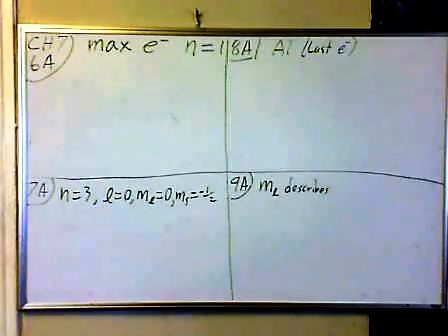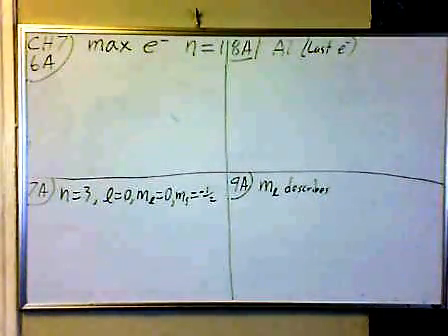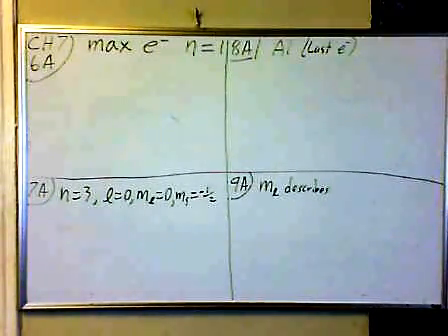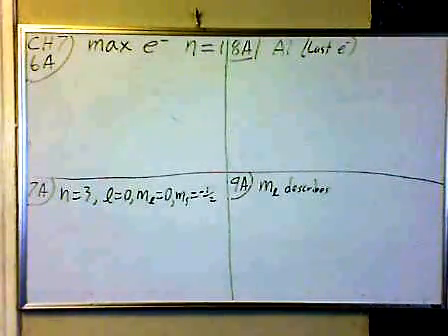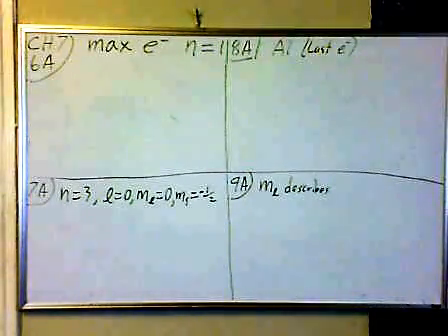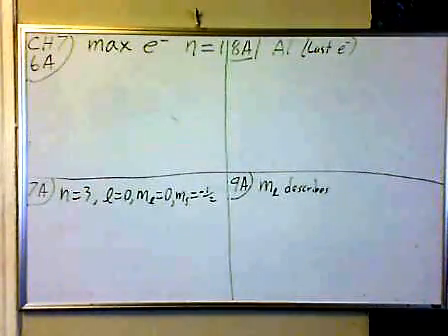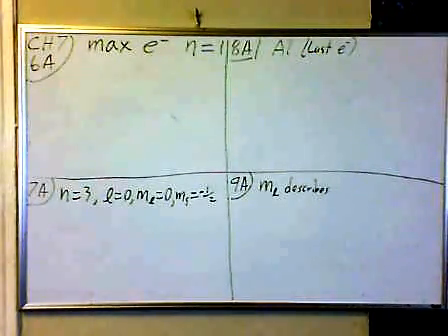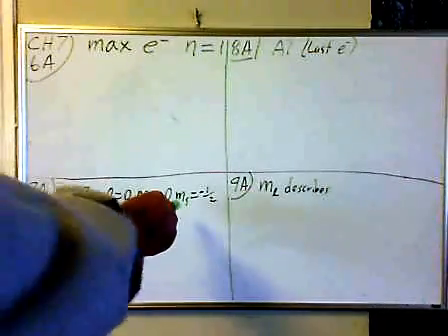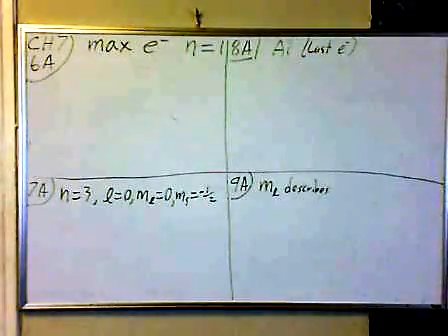L, which describes our sublevels, goes from 0 up to n minus 1. Then m sub L describes our orbitals, and it goes from negative L to L. Then m sub S is electron spin, and we only have 2 choices, plus 1/2 or minus 1/2.